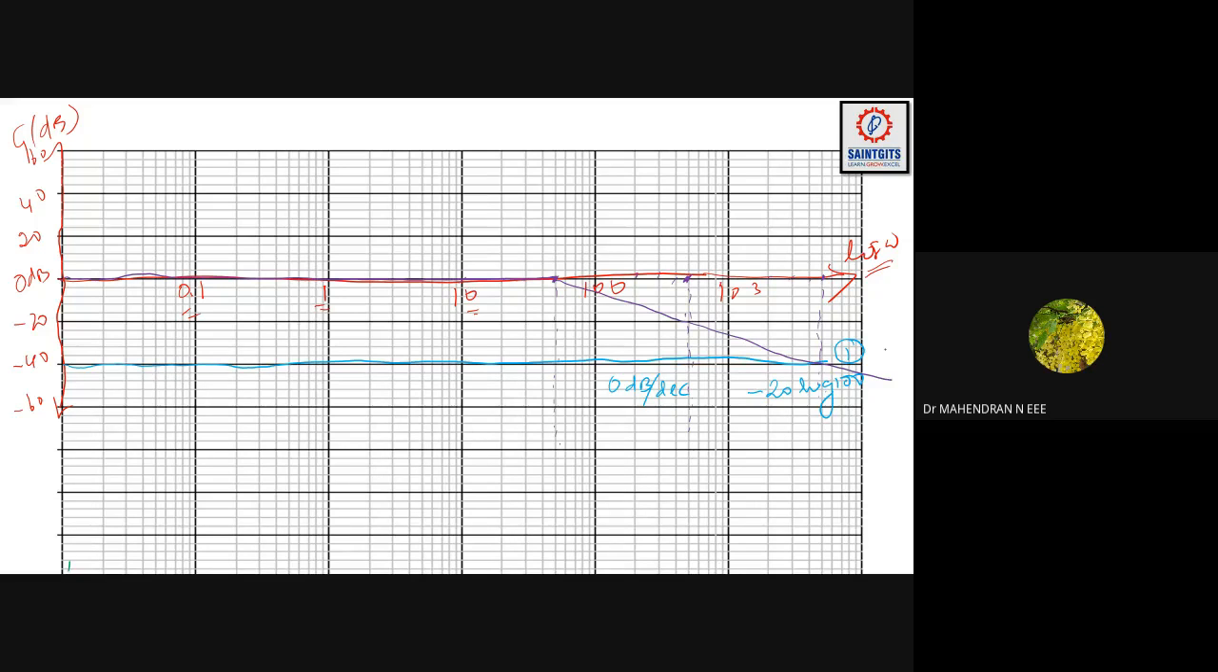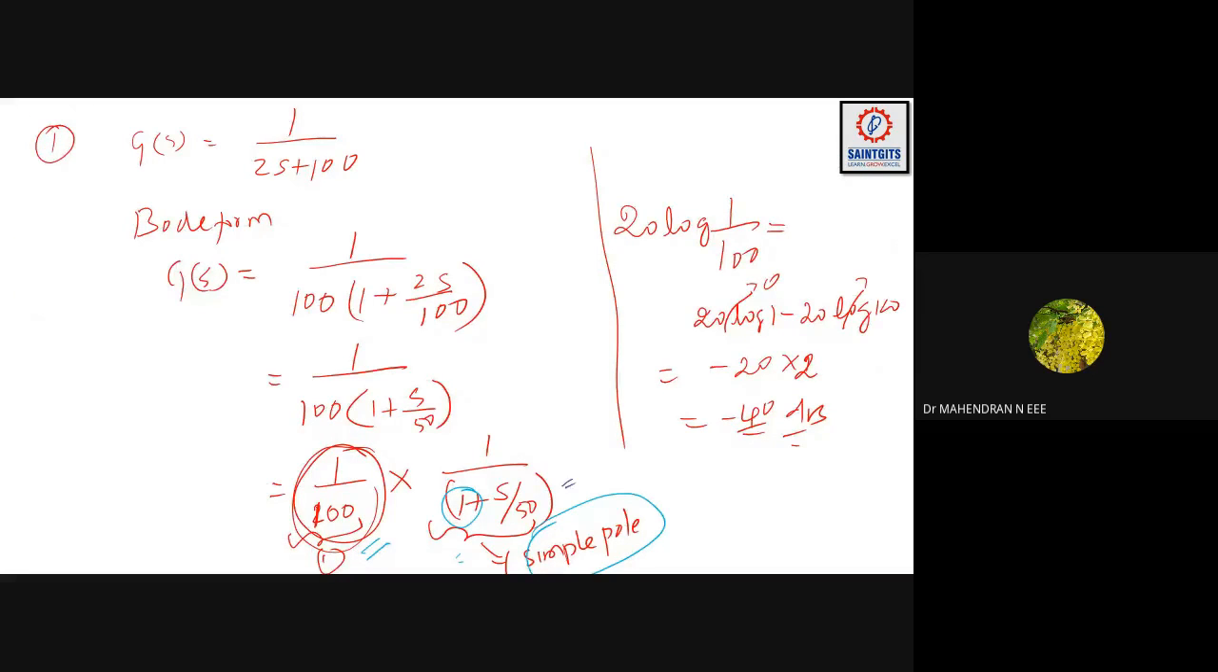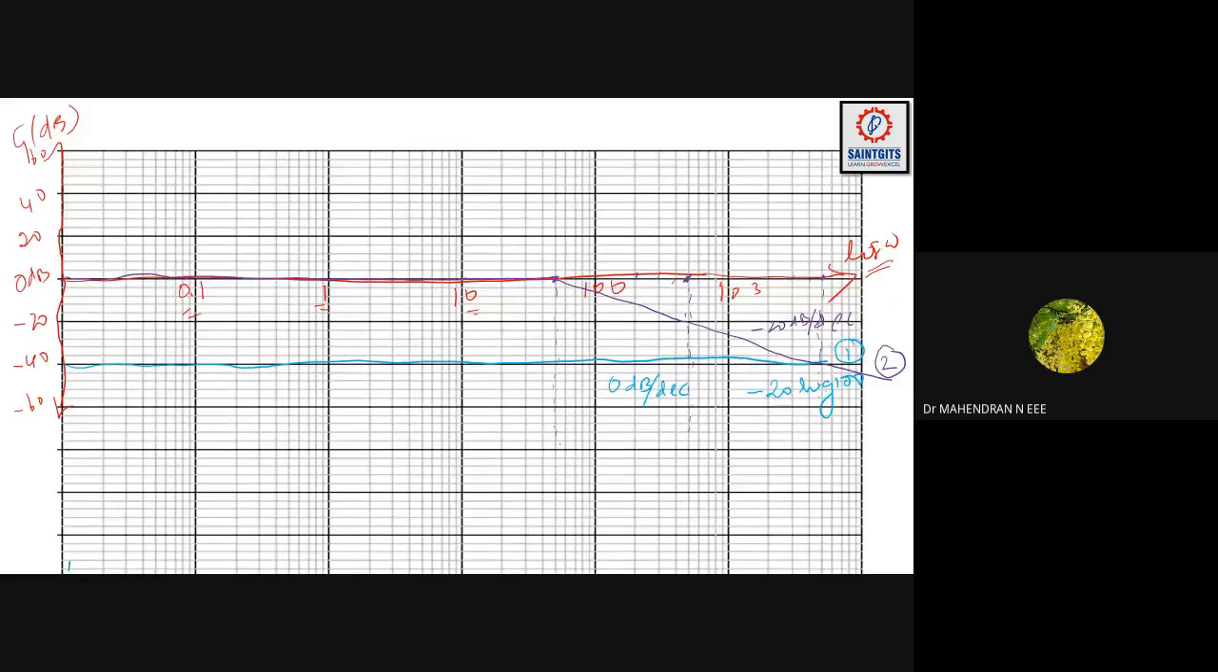Okay, so this is the magnitude plot of the second element. Am I right? So dB per decade, I can say it's minus 20 dB per decade. Am I right? So this is your magnitude plot of your second function. Now we have to combine these two things.